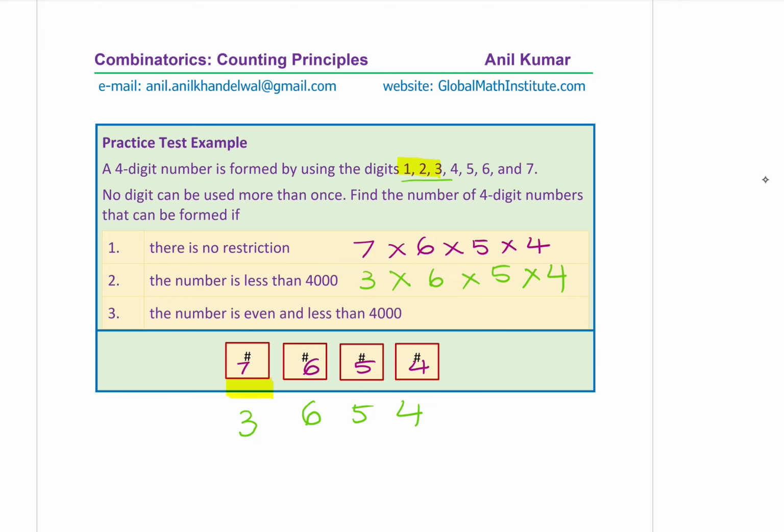Even means what? Even means that the last digit is now restricted. We could only have 2, 4, or 6 in the last place, right? And also we have a restriction that in the first place we could only have 1, 2, and 3. Now we have got 2 types of restrictions. One where the last digit could be only 6, 4, or 2.